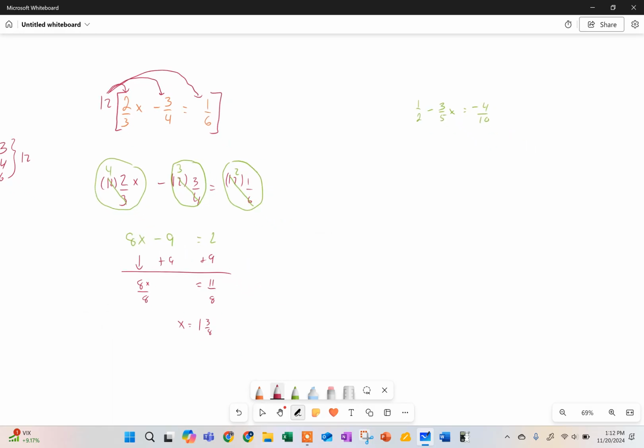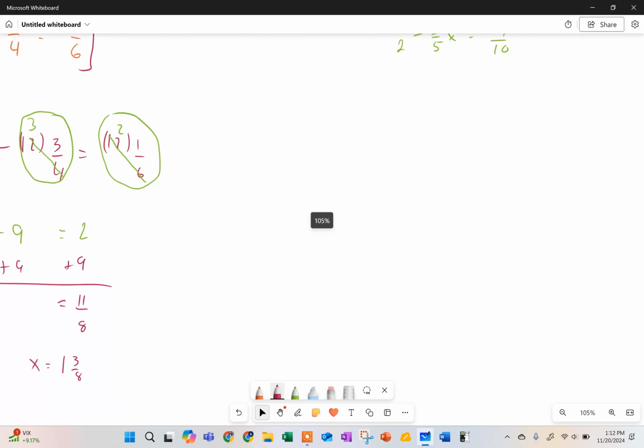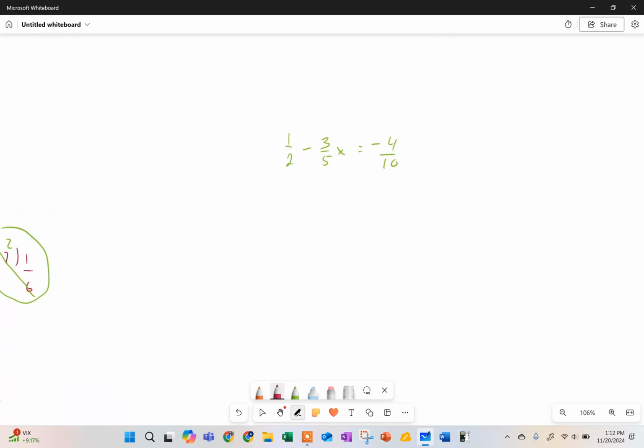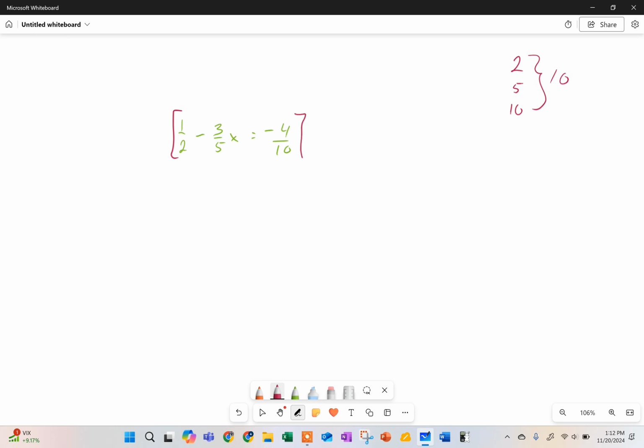Okay, so over here, we're going to do another problem. And there's something I want you to notice. The variable term comes second in this case, but that doesn't make a difference. So I have my denominators 2, 5, and 10. So what do you think I'm going to multiply everything by? Well, they all go into 10. So I'm going to multiply everything by 10.